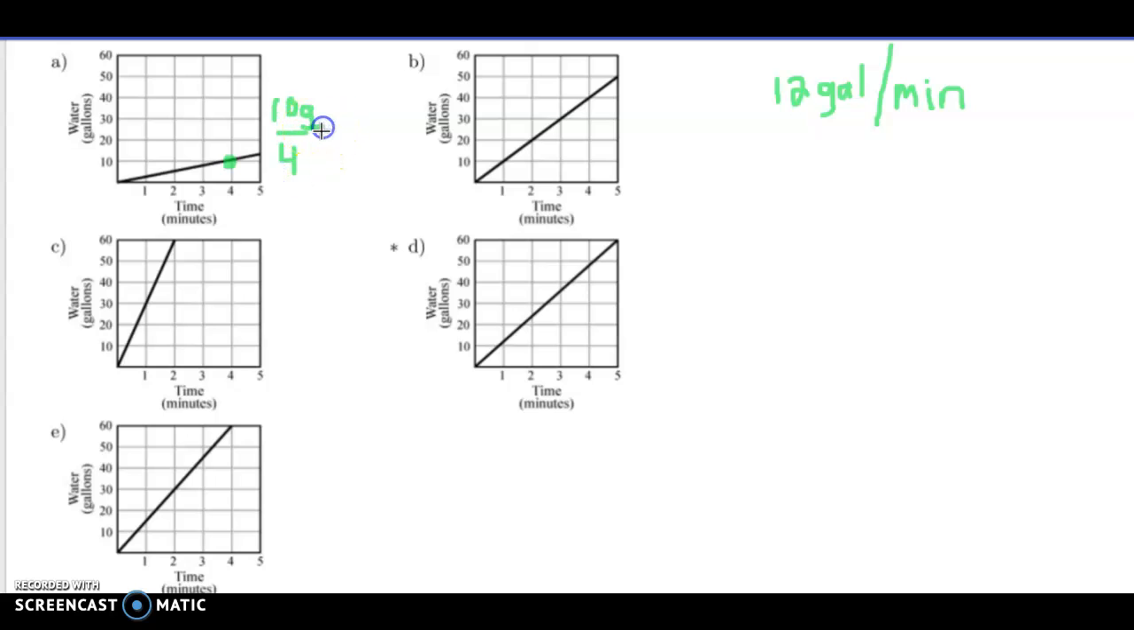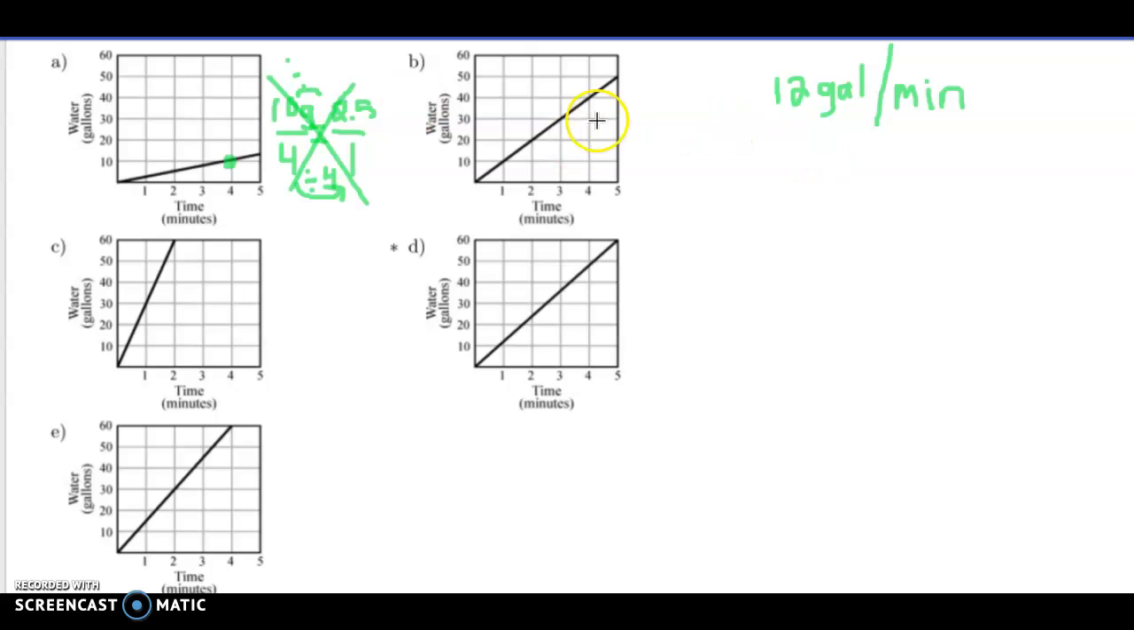But remember, I want a unit rate. Unit rate is for 1 minute. So I'm going to divide by 4 to get to 1 on the bottom. Anything I do to the bottom, I do to the top. And I don't think this is going to be the same as 12 gallons per minute. But if I take 10, oh sorry, my calculator's not working. If I take 10 and divide it by 4, I actually get 2.5. So the unit rate for graph A is 2.5 gallons per minute. That is not the same as 12. So bye-bye to letter A.